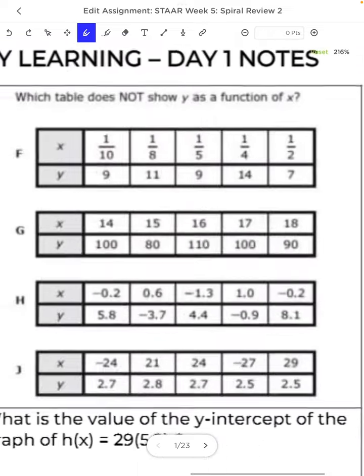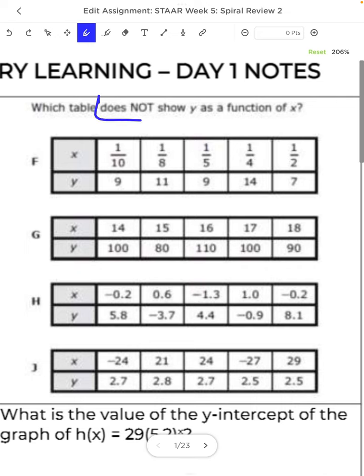It says which one of these does not show y as a function. So we're looking for false on this one. So take a quick look at these, see which ones you think. Okay, so we said x's can't repeat. So none of these are good. So that one's a true, but we're looking for false. Okay, 14, 15, 16, 17, 18. None of those are the same, so those are true.